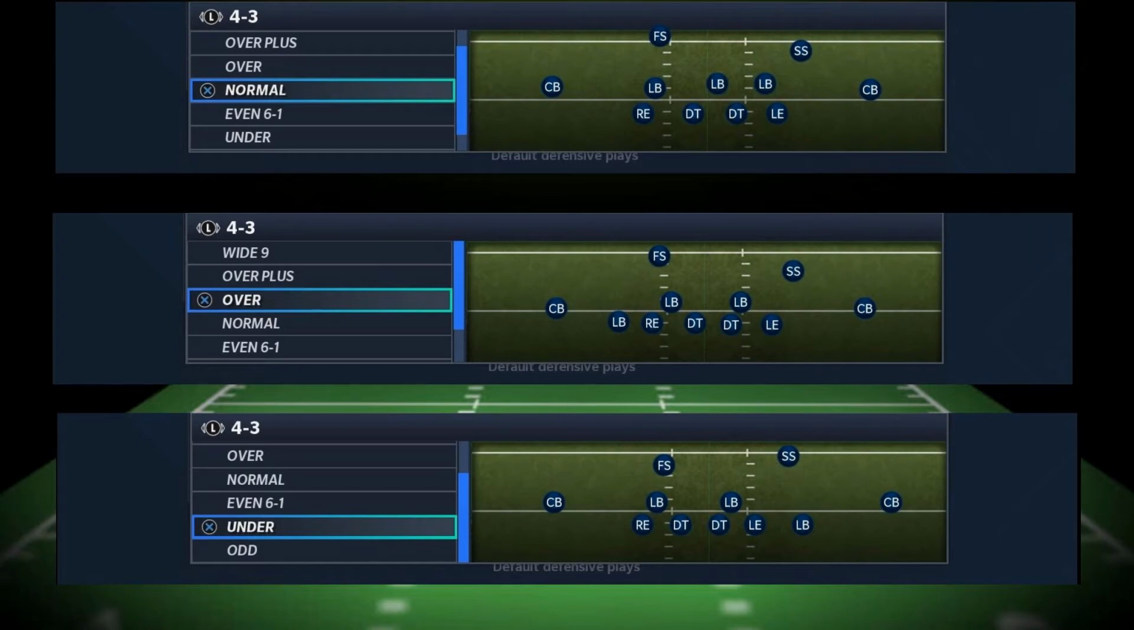All right. 4-3 under. The 4-3 under. Can you do a dive run? I guess this play. Yes, you can do a dive run.